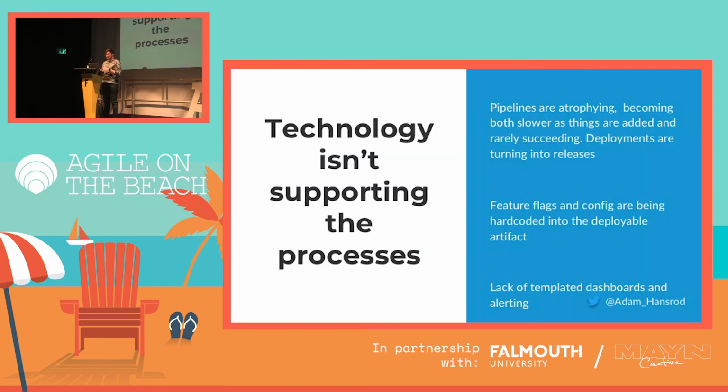Technology doesn't support the process, because people are building stuff, they add all stuff into the pipeline, they add more tests, and they're not great tests, they slow stuff down, start to atrophy, deployments get a bit more flaky, they start turning into big bang releases, they start taking shortcuts here or there, feature flags, configs get hard-coded into an artifact. People are in a rush, they forget to do any dashboards, any alerting, they have no idea really what's going on in production. It can happen.